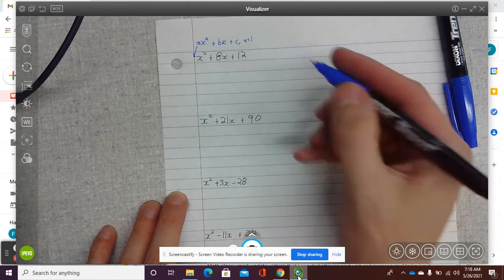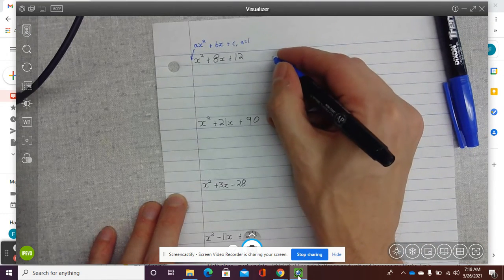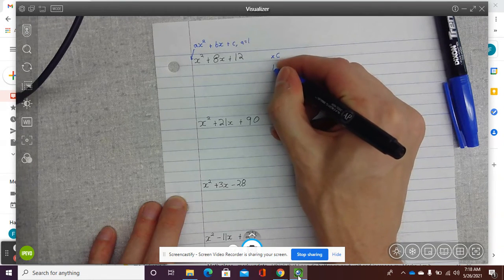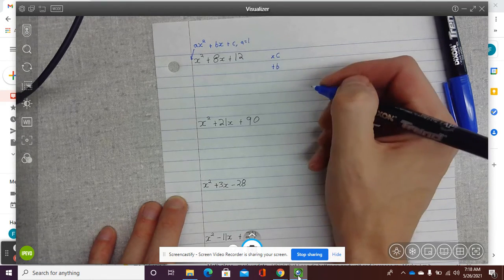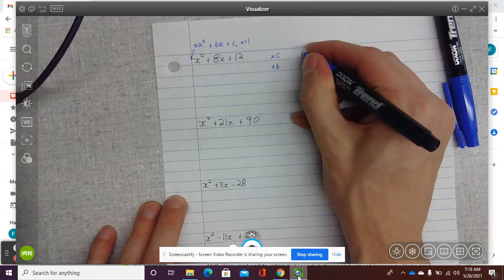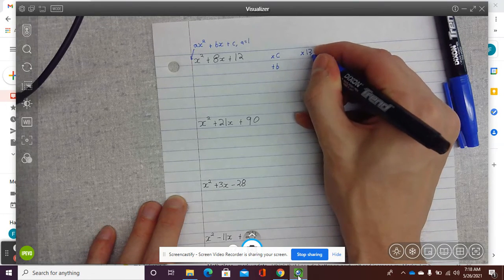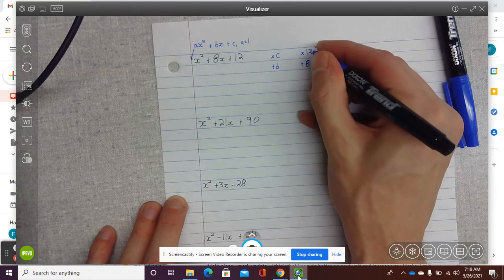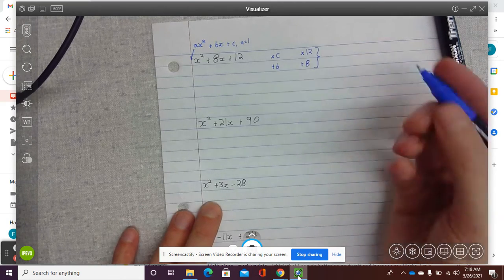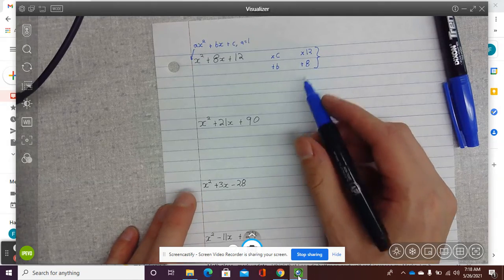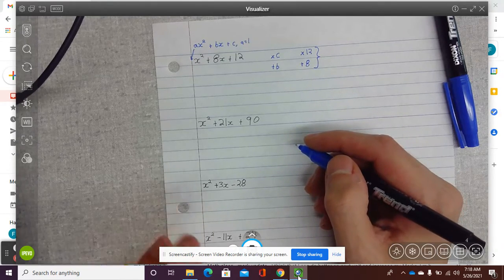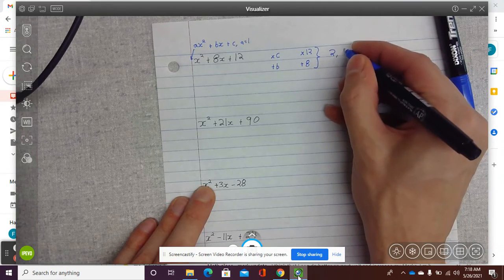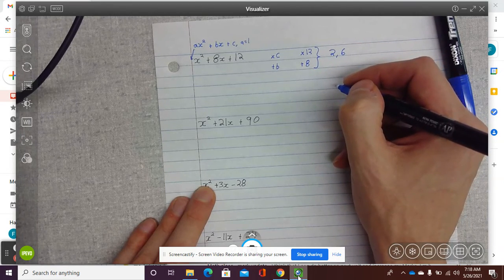And as we discussed in class, I'm always looking for 2 numbers that multiply to my c value and add to b. So in this case, I'm looking for 2 integers that multiply to 12 and add to 8. There's always going to be only one pair of numbers that satisfies both of those criteria. You can brainstorm, what are the numbers that multiply to 12? You've got 1 and 12, 2 and 6, 3 and 4. Well, positive 2 and positive 6 multiply to 12.